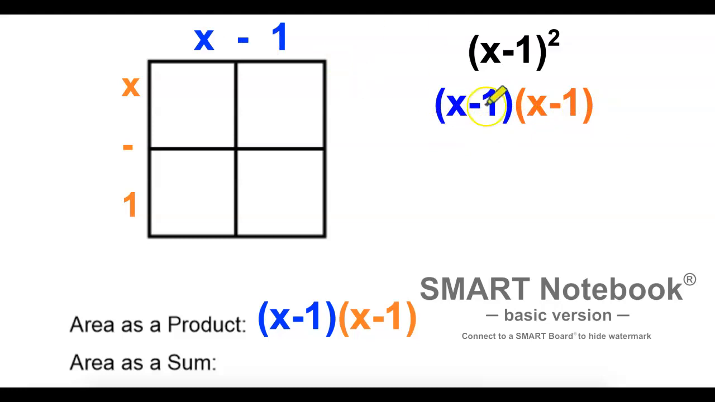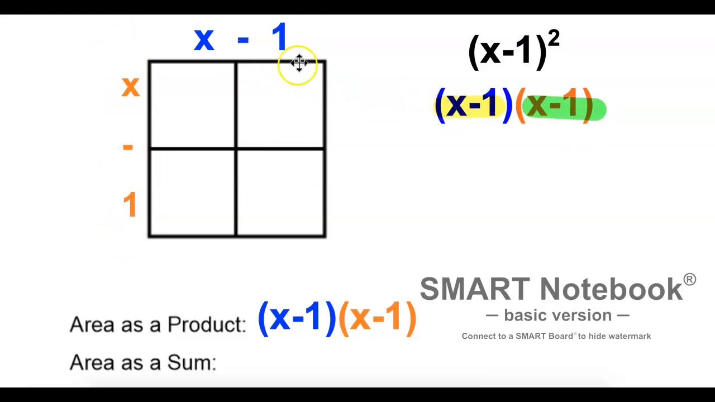Now what I have right here is a binomial being multiplied by a binomial. So I know when I'm multiplying two binomials together, I need to use a generic rectangle. So again, we take our first binomial, x minus 1, and we put it across the top of our generic rectangle. Then we're going to take our second binomial, which is also x minus 1, and we're going to put that down the side of our generic rectangle.